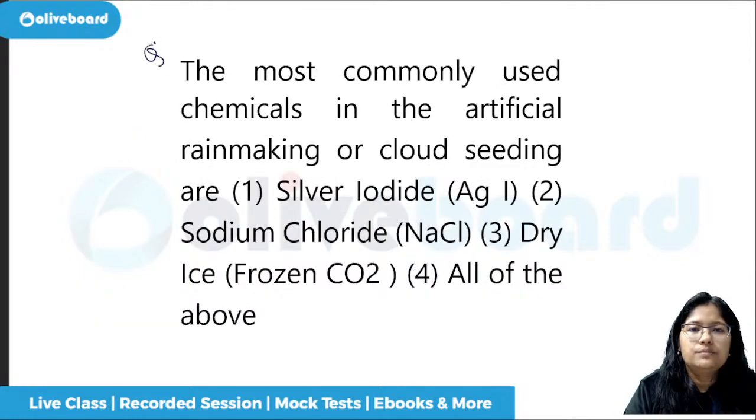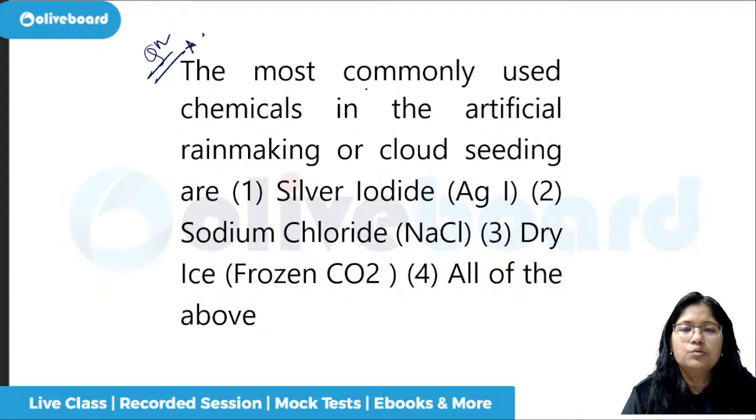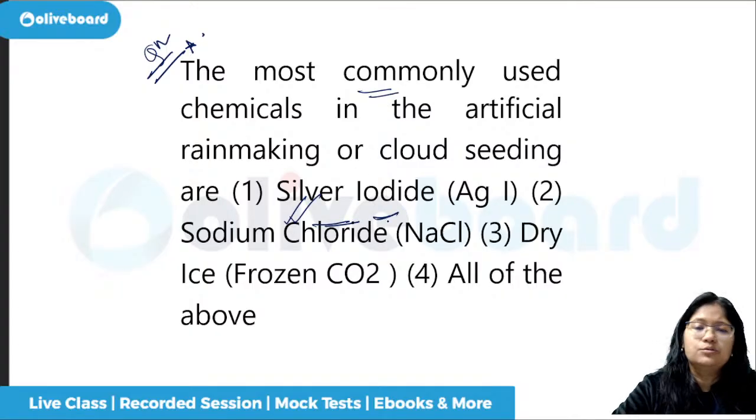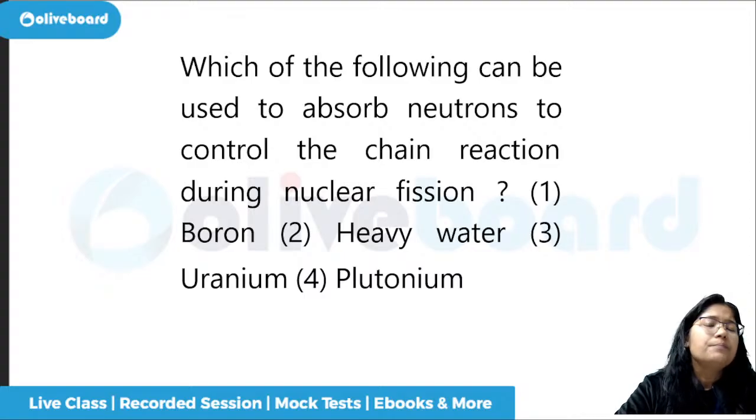Read the next question. The most commonly used chemical in artificial rain making or cloud seeding is. Already in some form we have seen that it is silver iodide. Silver iodide is used for cloud seeding or for artificial rain.